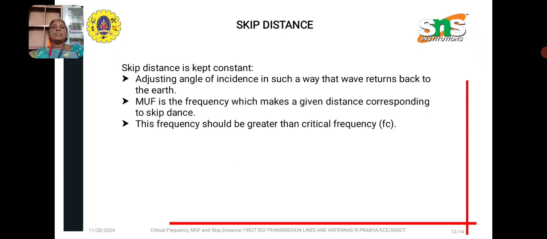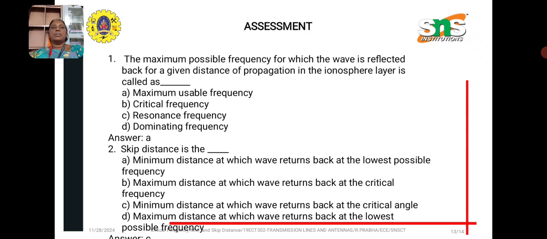And the skip distance is kept constant by adjusting the angle of incidence in such a way that the wave returns back to the earth. Maximum usable frequency is the frequency which makes a given distance correspond to skip distance. The frequency should be greater than the critical frequency.